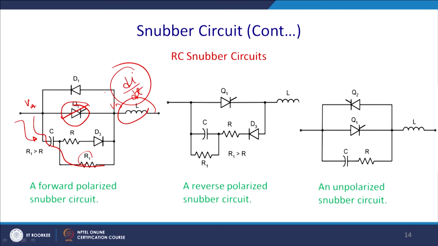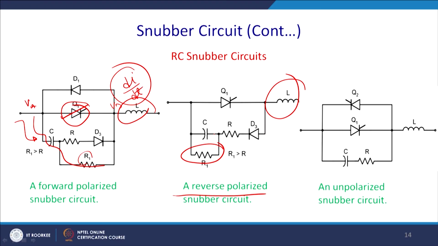And if we use reverse polarity, the inductor will be in the same position, and here R has to be set aside and R1 will be here. So these circuits come into the picture while turning off, and it is called a reverse polarized snubber circuit, and it will protect for dv/dt.